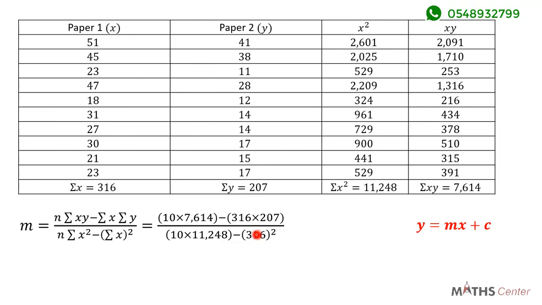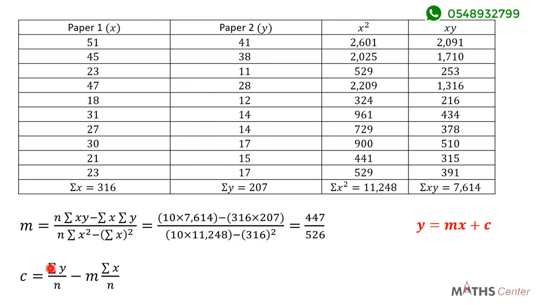And this will be divided by n sigma x squared. N is 10 times sigma x squared, which is 11248. So we have 10 times 11248 minus, we have sigma x squared, and sigma x is 316. So sigma x squared will be 316 squared. And this gives us 447 divided by 526. Now we can find c.